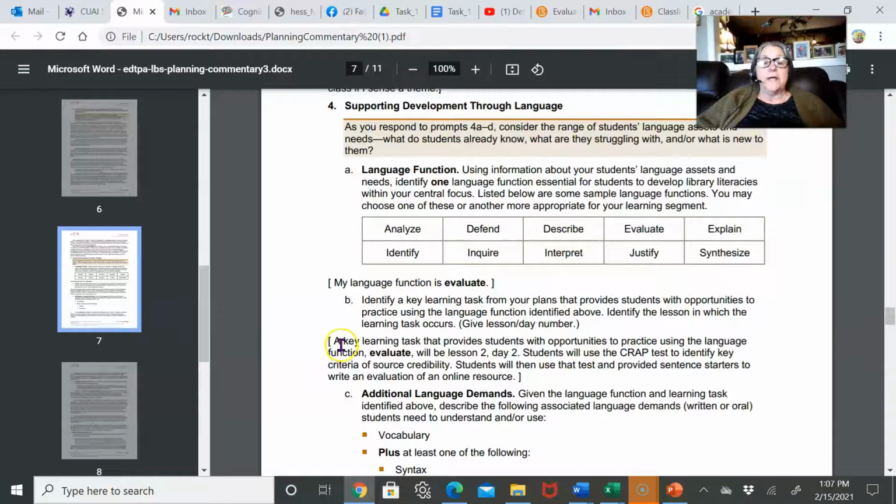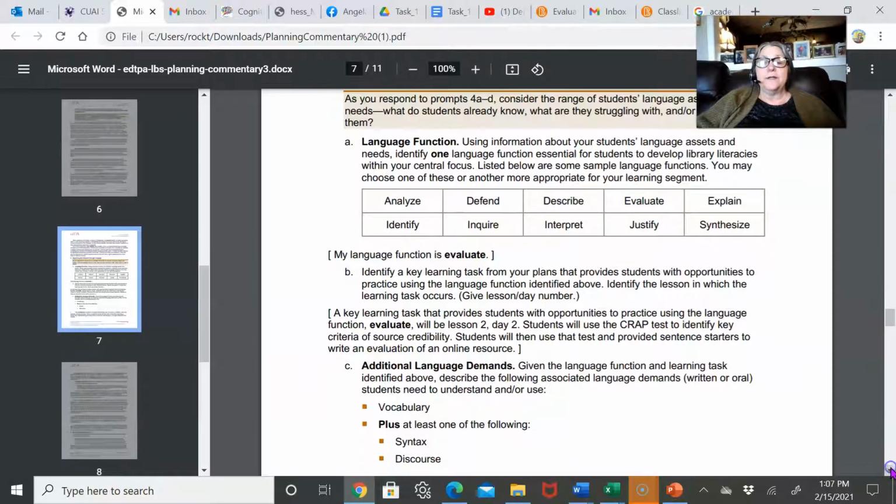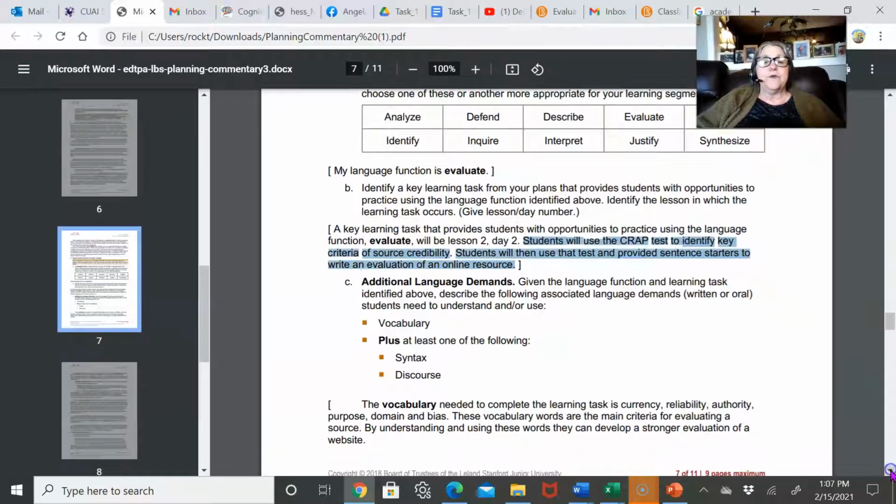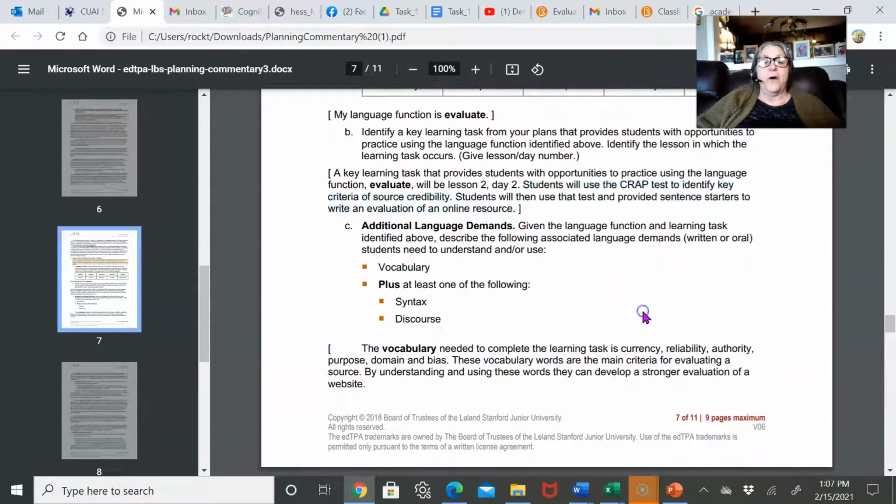So all you're going to say here, remember, you're identifying a key learning task that provides students with opportunities to practice using the language function. Evaluate will be lesson 2, and then they go on to describe just a tiny bit of what they've done. But this sentence right here actually is unnecessary. All right, so now we get into the part where they describe language demands.